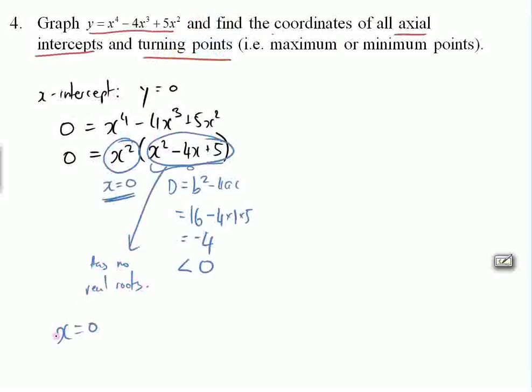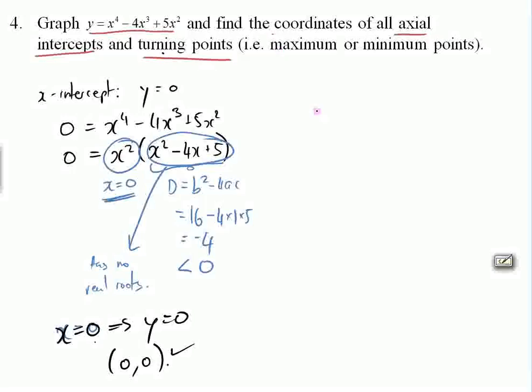So let's find the y coordinate. When x equals 0, we substitute 0 in here. I can see every term has an x in it, so I know x equals 0 implies y equals 0. So my point is (0, 0). And actually, for my y-intercept, I was going to substitute in x equals 0 anyway. So this is the only axial intercept that I have. It's both the x-intercept and the y-intercept.